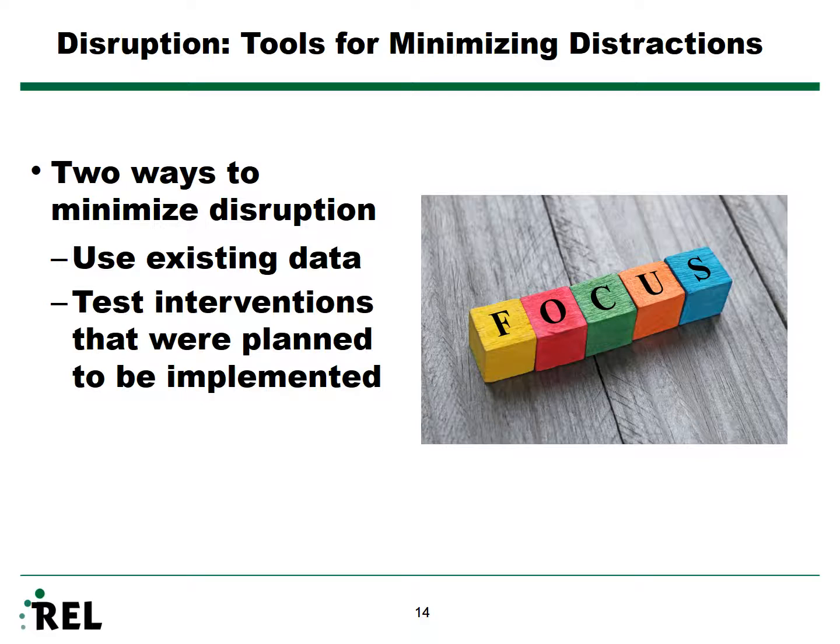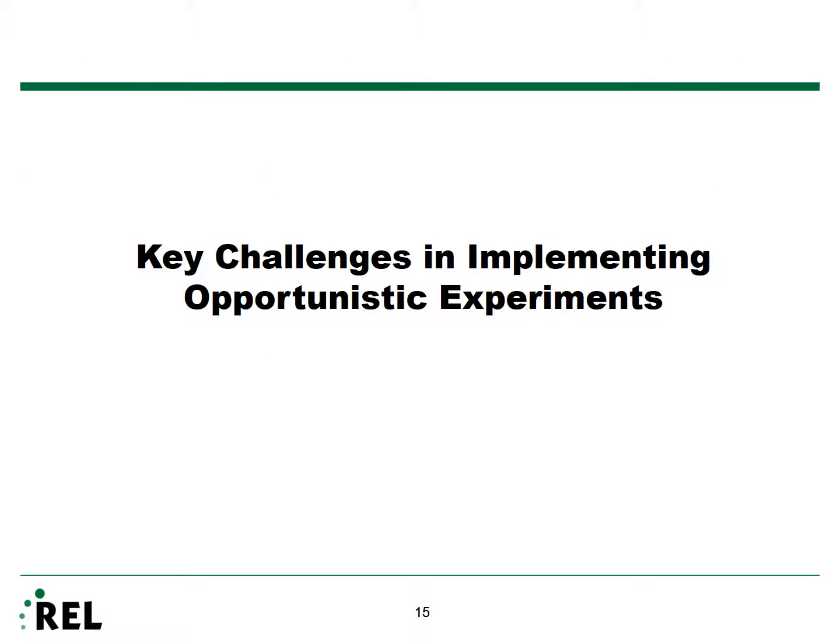Opportunistic experiments typically avoid some of the disruption associated with other types of evaluations. Because an opportunistic experiment is testing something the district already wants to do, it's not adding any new disruption. The implementation of the new program would have happened anyway. And because the study focuses on data you already have, you don't need to add any additional testing or data collection.